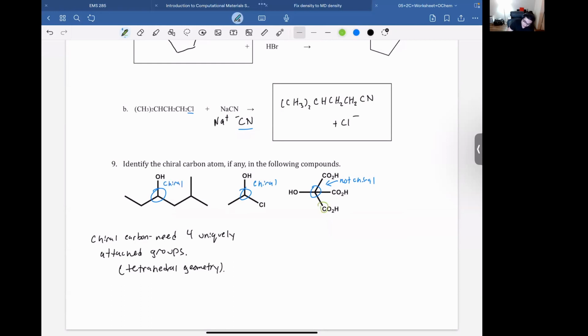And then I will make a note here. It's not chiral. It's not sp3 hybridized, or it is trigonal planar, I should say.